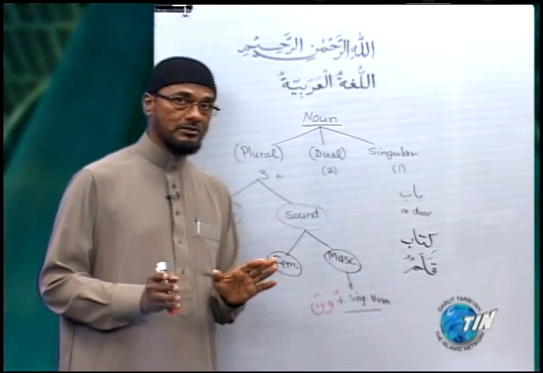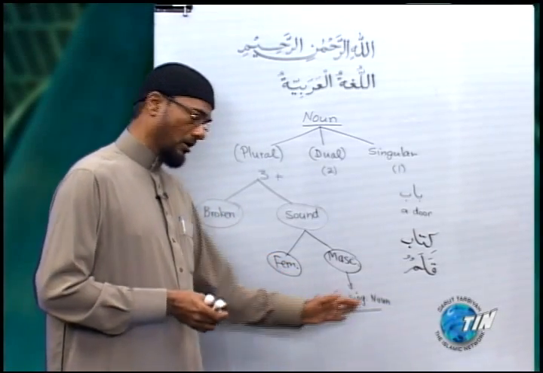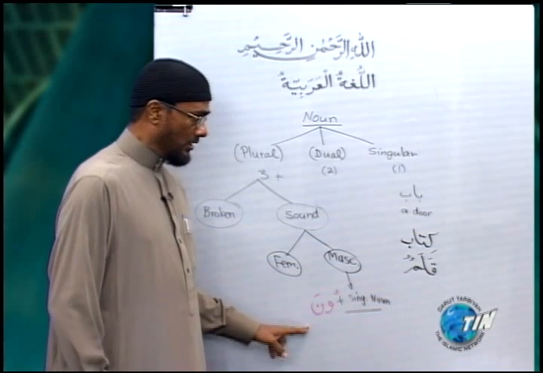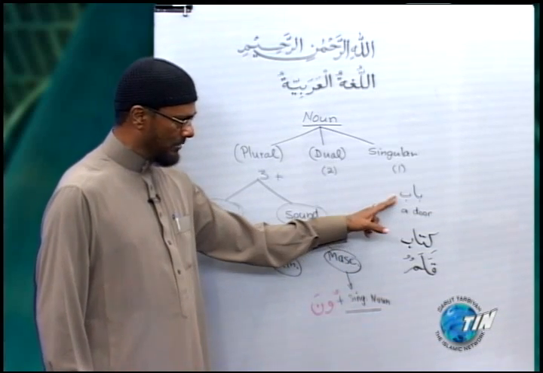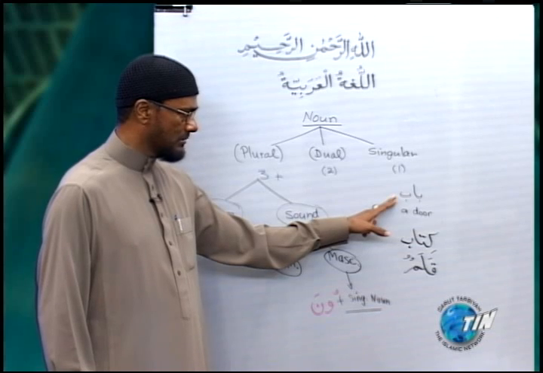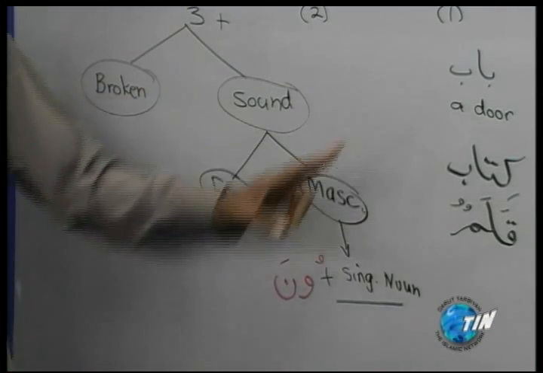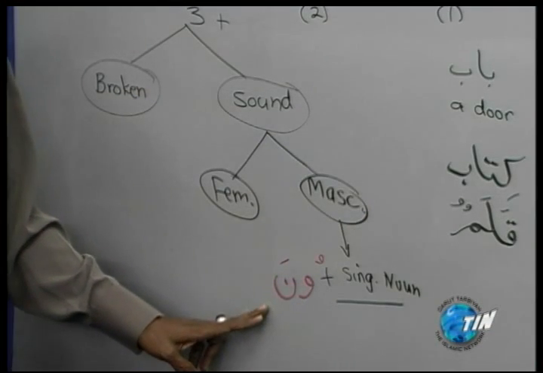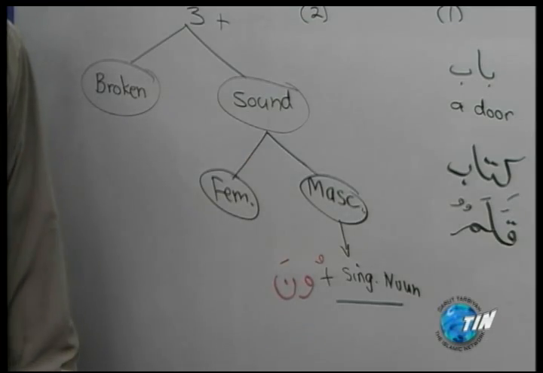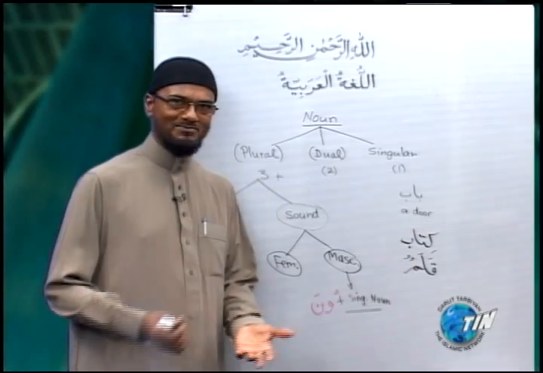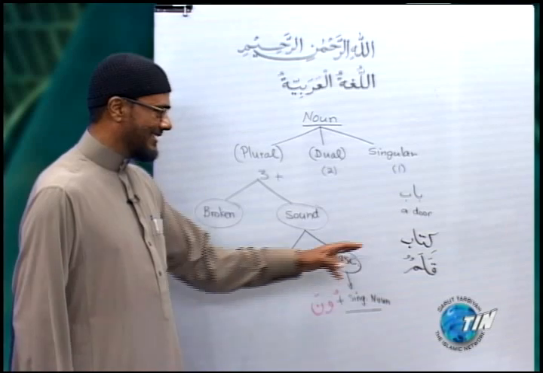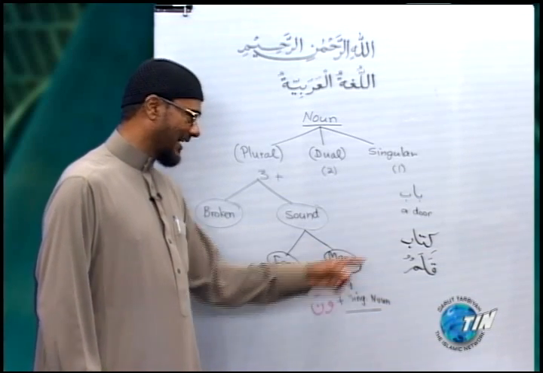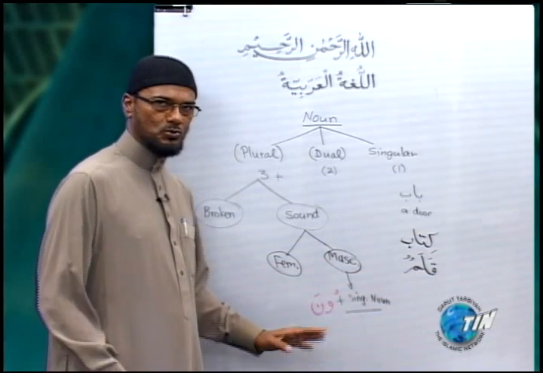But wait a minute. This is not like all nouns you can do this to. You cannot take the word bab, which means a door, and then you go una. What would you end up with? Babuna. Like the word baboon. It doesn't work like that. Kitab, you can't say kitab and then kitabuna. It doesn't work like this.